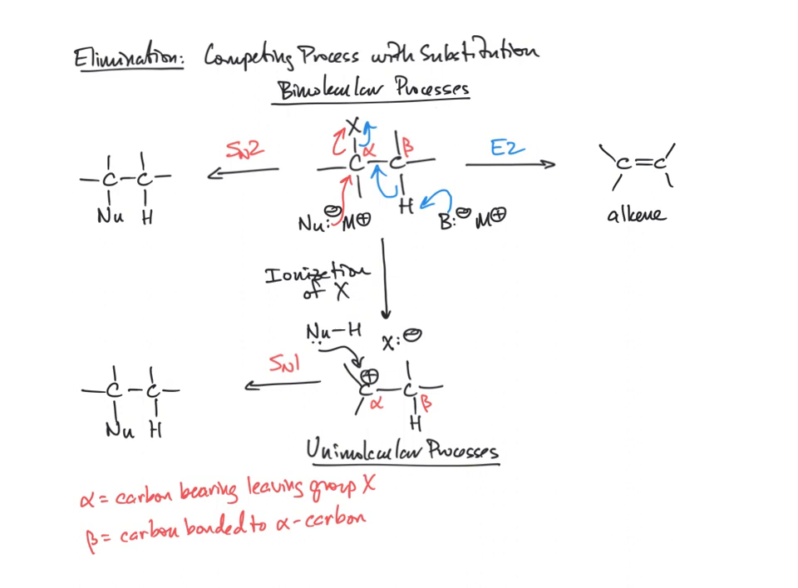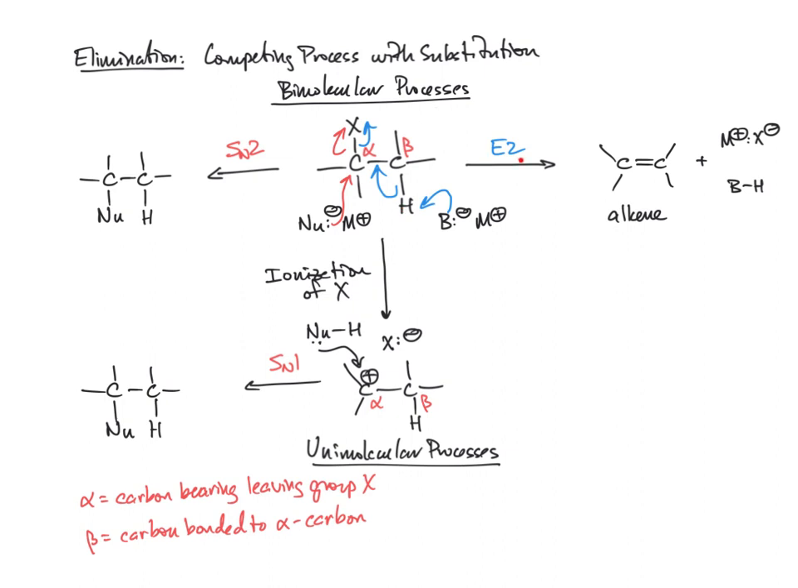You end up with the coproducts of M plus X minus, and then the conjugate acid of that base. So again, just to talk through this, our starting substrate, we have an alpha carbon bearing a leaving group, we have a beta carbon bearing a hydrogen.